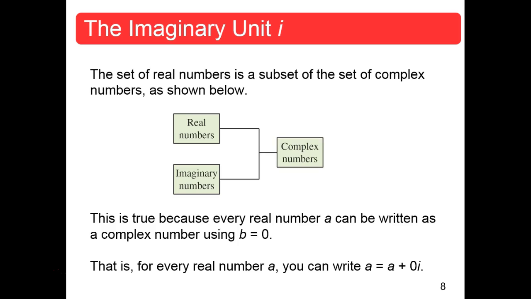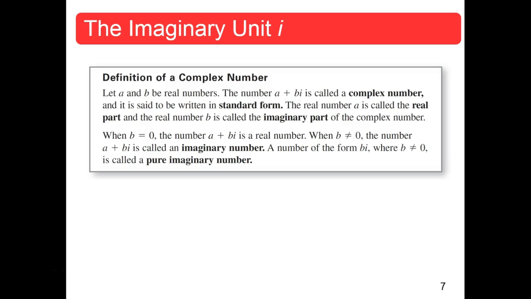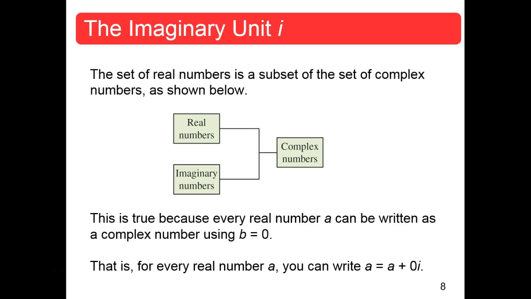When you combine real numbers with pure imaginary numbers, you get complex numbers, because that's a complex number just like that is a complex number. I think their definitions have a few gaps in them, but you get the idea. You get strictly real numbers with numbers that have imaginary parts, then you have what you call complex numbers. That's true because every real number a can be written as a complex number, it's just b is equal to 0. That is, for every real number a, you can write a is equal to a plus 0i.